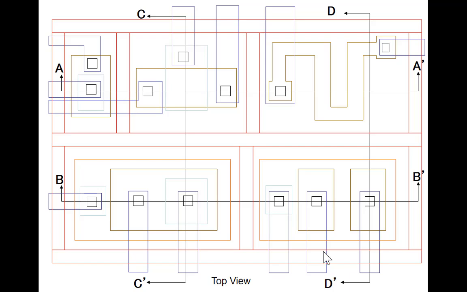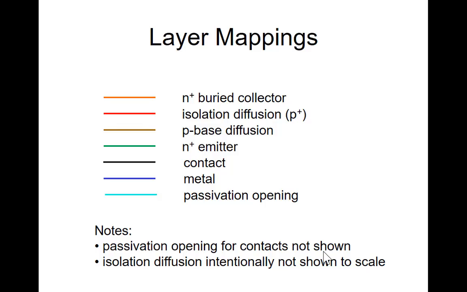So here's a top view of the process we're going to look at. And we will see what all these features are in a little bit. This is how we looked at the CMOS process as well. Layer mappings. Gold will be N+ buried collector. Red is going to be isolation diffusion. I guess brown was N+ buried collector. Gold is P base. Green is N+ emitter. Contact is black. Metal is blue. And magenta is passivation opening. I'm not going to show the passivation openings here. That's for making bonding pads. We make them the same way we did in the lab for the MOS devices.